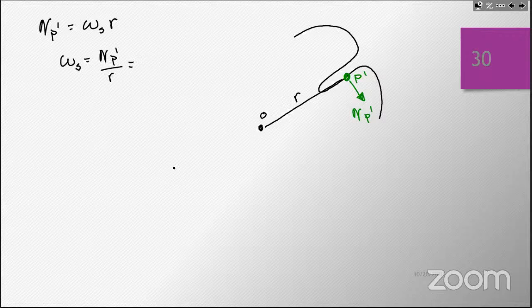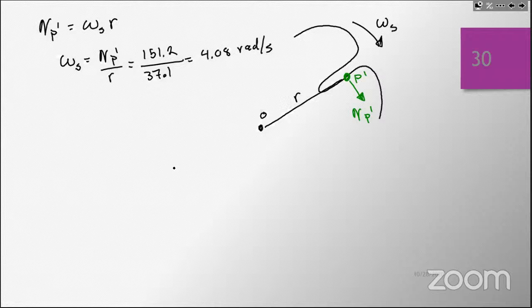We know VP prime, right? That was 151.2. We know r, that's 37.1. And so omega s is 4.08 radians per second. That's omega s.